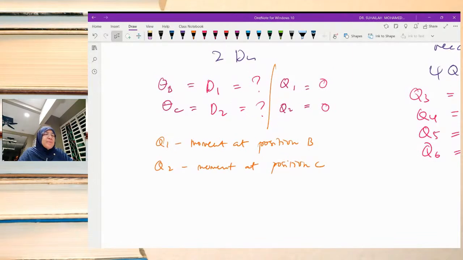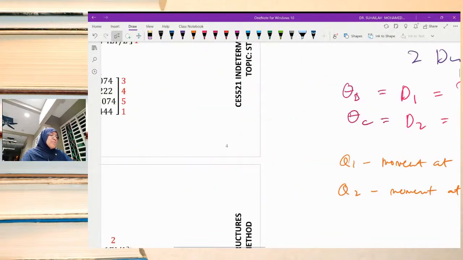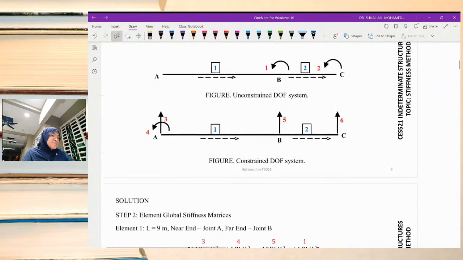Always remember between Q and D, it is known versus unknown. If D is unknown, Q must be known. Means that we have to find the value from the main diagram. Okay, we go back to this.